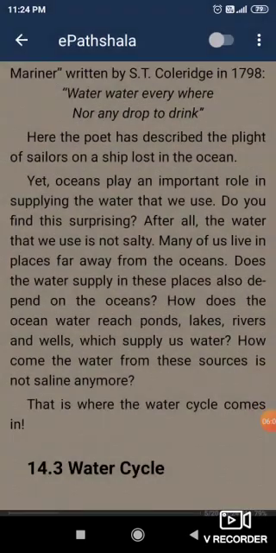After all, the water that we use is not only salty, many of us live in places far away from the oceans. Does the water supply in these places also depend on the oceans? How does the ocean water reach ponds, lakes, rivers, and wells which supply us water? How come the water from these sources is not saline anymore? That is where the water cycle comes in. So students, let's see about the water cycle.